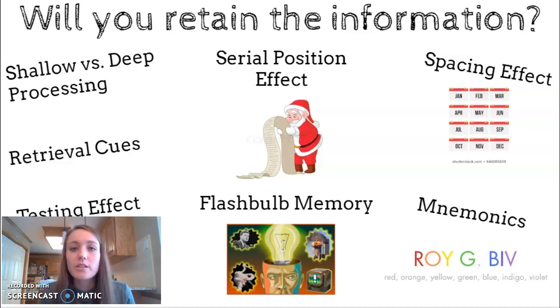A flashbulb memory is a very vivid memory that you have of an emotionally triggering event. It could be a happy event or a very sad event, but you remember it very clearly, as if you were there. Many adults have flashbulb memories of September 11th. They can remember where they were and what they were doing. A mnemonic device is just a memory tool where you usually use acronyms, words, rhyming, and letters that stand for something you need to remember.